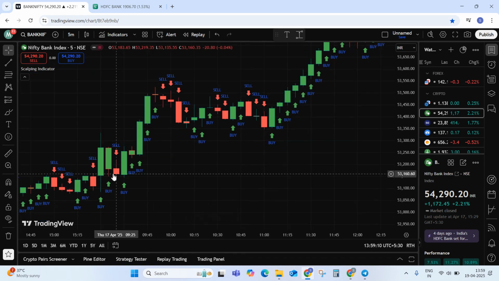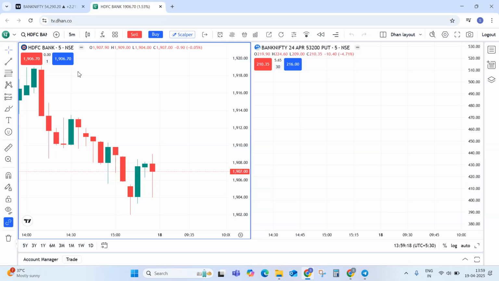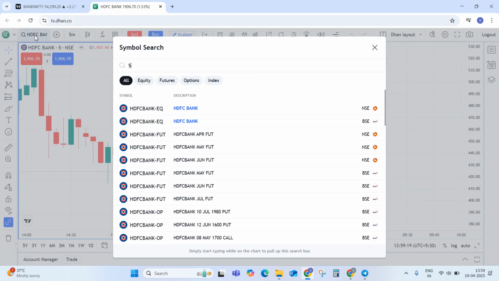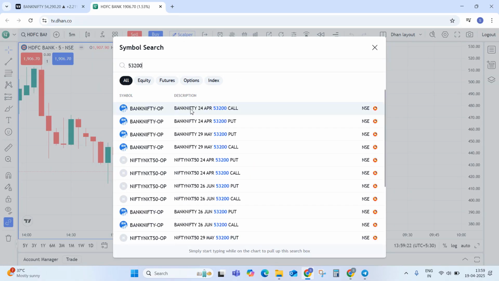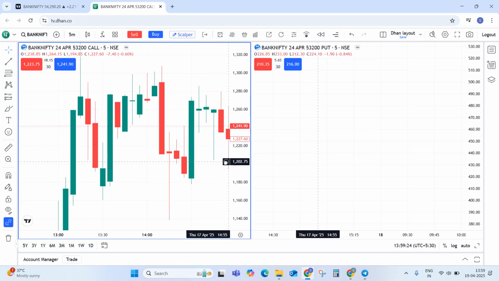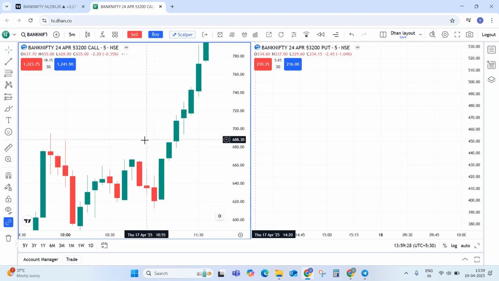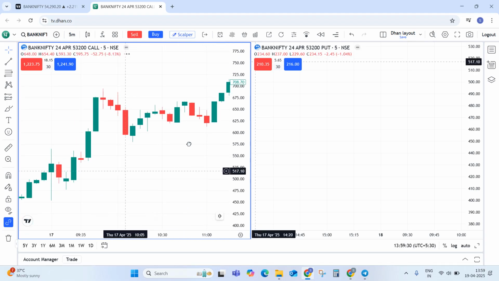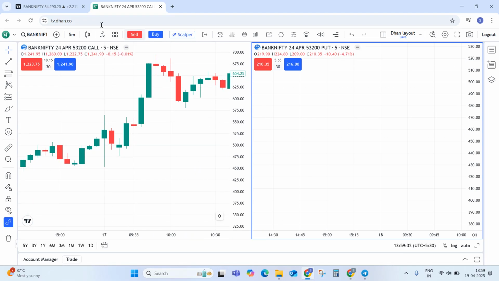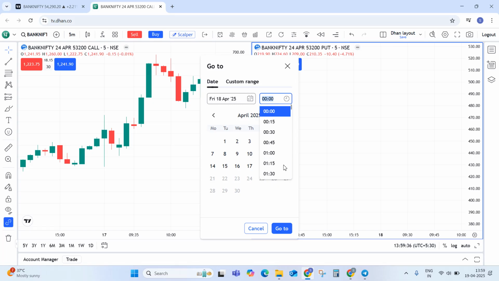I have taken the 17th April Bank Nifty chart here. I am choosing two strike prices: 53,200, so here I am choosing the 53,200 call option, and here it is the 53,000 option.